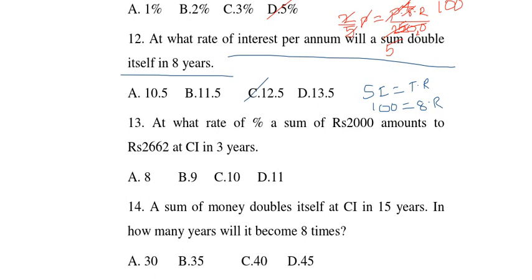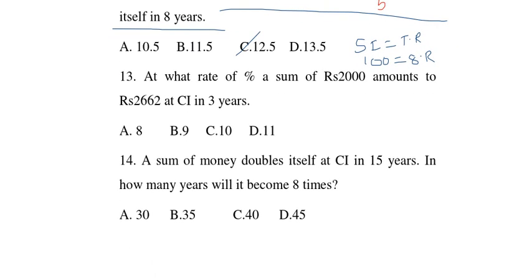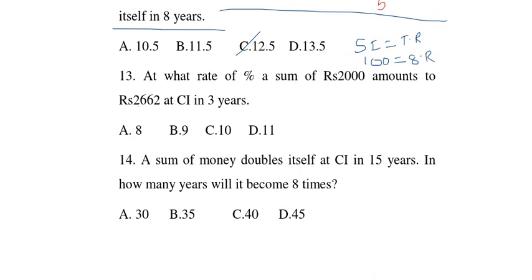At what rate of interest does a sum of 2000 amount to this much in compound interest? Initially this is the amount, after that this is how much it increases, 662. That is the CI, and you have to find the rate of interest. You know the time value, 3 years. So you know the CI formula, and based on that you can do it. This is the homework. Tell me yourself, what is the answer?